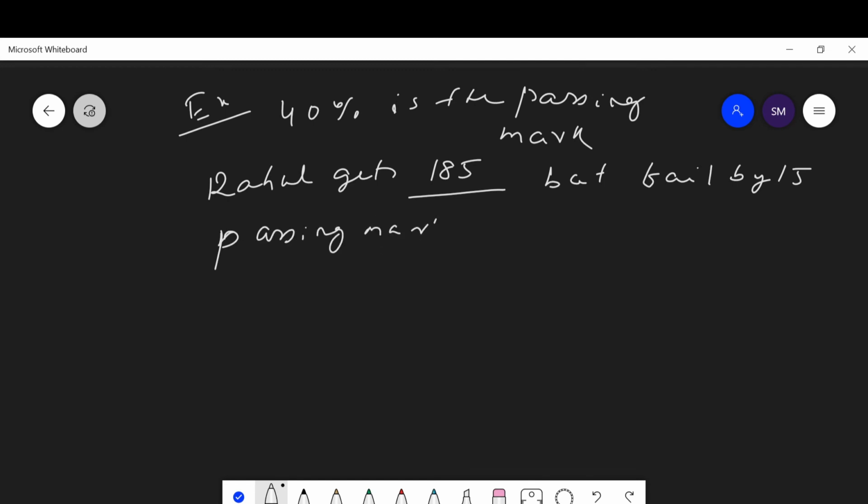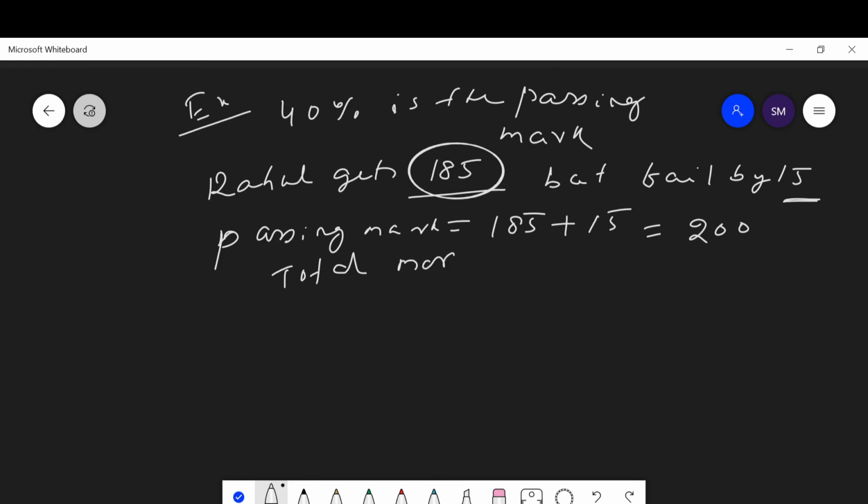Failing by 15 marks means the passing mark is equal to 185 plus 15, because Rahul has already scored 185, but the teacher said he failed by 15 marks, meaning he requires 15 more marks to pass. So the pass mark is 185 plus 15, which is 200 marks. Then you have to find the total marks. You don't know the total marks. Let the total marks be x.